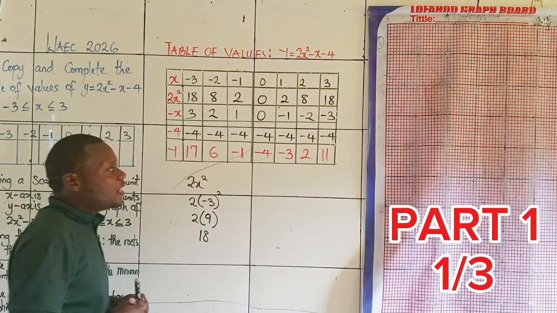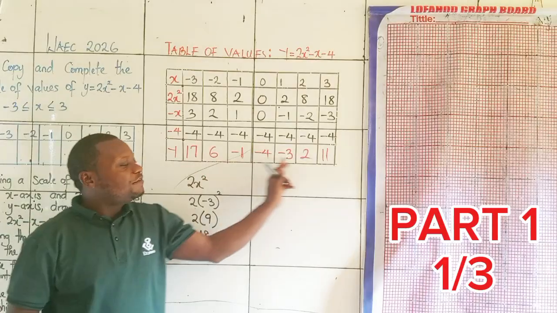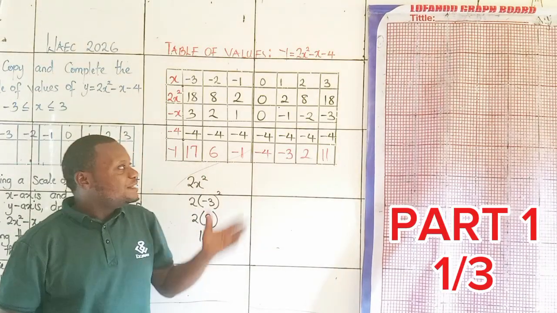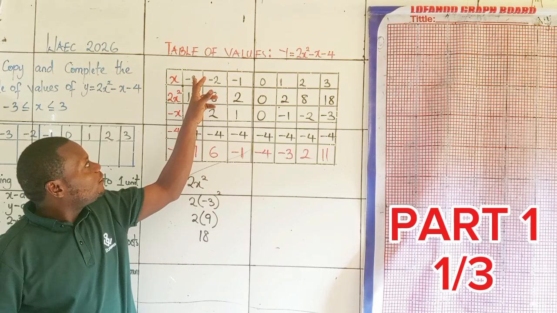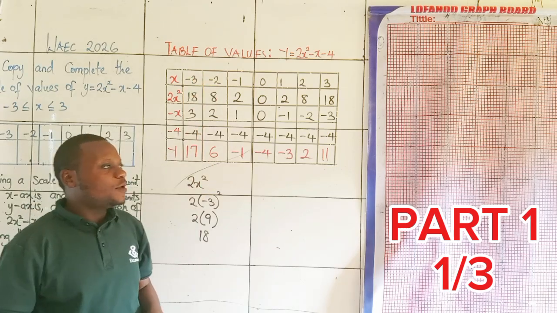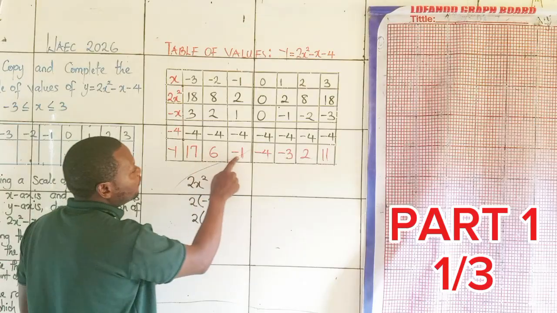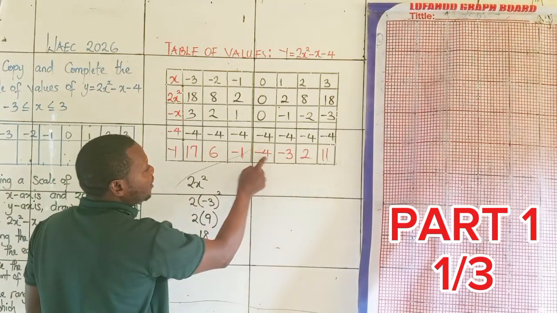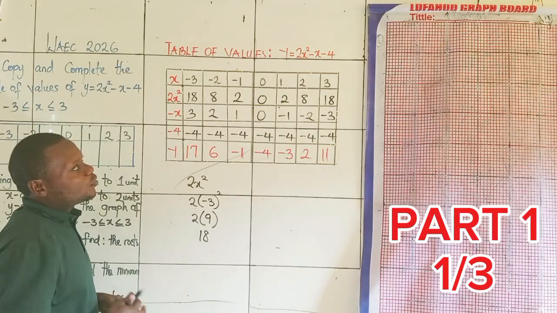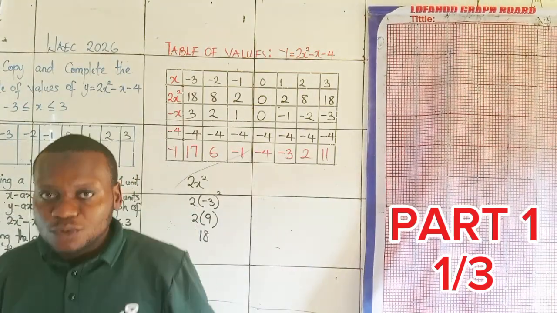So you have the values of x and the corresponding values of y. Now we can plot. You need to find the values of x and the corresponding values of y. Let me tell you how they will mark this. They will mark each of the values that you get correctly. So now moving to the graphical part, this is where we are going to plot the graph.